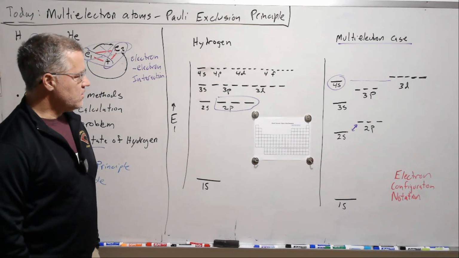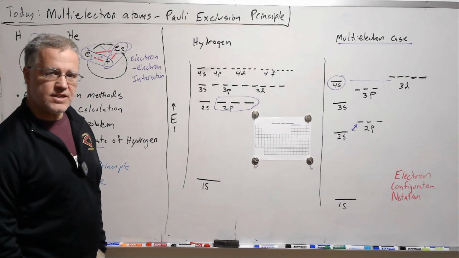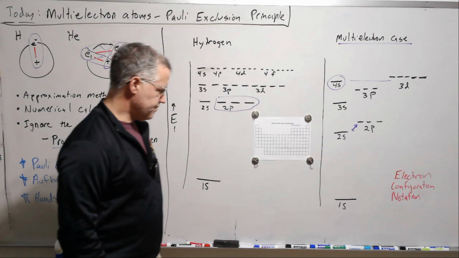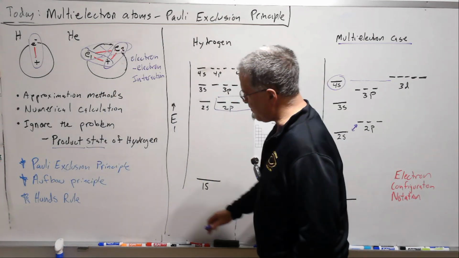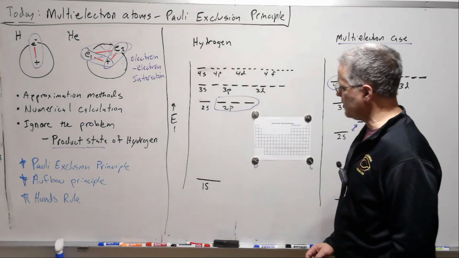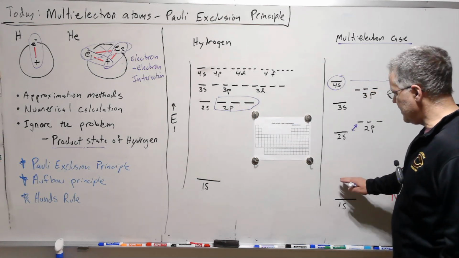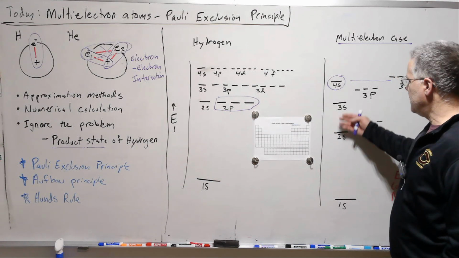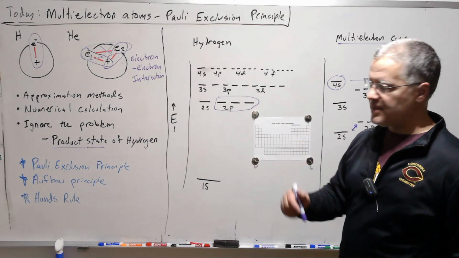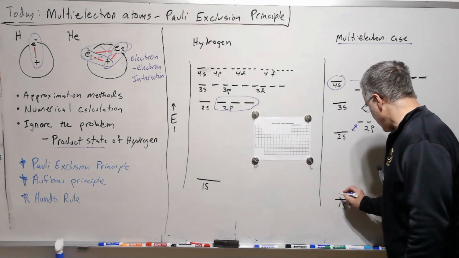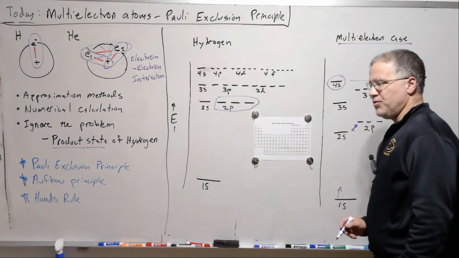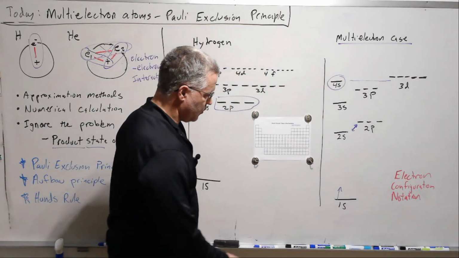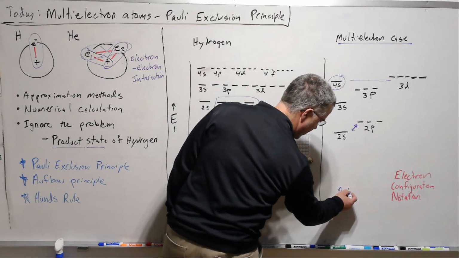So let's look at how we then describe multi-electron atoms. We'll start first with helium. So we employ what's called the Aufbau principle, or the build-up principle, and that is, however many electrons we have, we're going to start filling these electrons from the ground state up. So with helium, we have 2 electrons. We put the first one in any way we want.